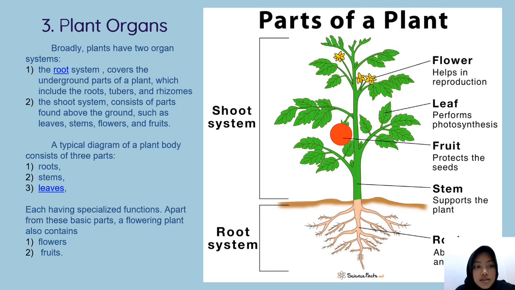Okay, the next material is plant organs. Broadly, plants have two organ systems: the root system and the shoot system. The root system covers the underground parts of a plant, which include the roots, tubers, and rhizomes. The shoot system consists of parts found above the ground, such as leaves, stems, flowers, and fruits. You can see in the picture, from this to this, you can say this is a shoot system, and from this to this, you can say this is a root system.